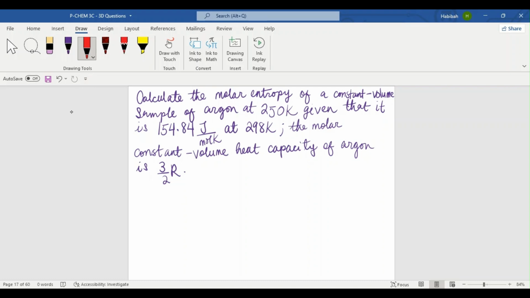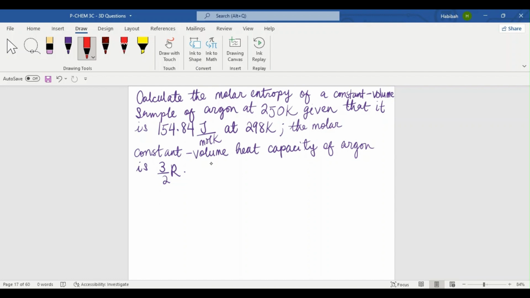Today we're going to be working on the question on the screen that says: calculate the molar entropy of a constant volume sample of argon at 250 Kelvin, given that it is 154.84 at 298 Kelvin. The molar constant volume heat capacity of argon is 3 over 2R. So this information is easy, even though the question sounds like a mouthful.